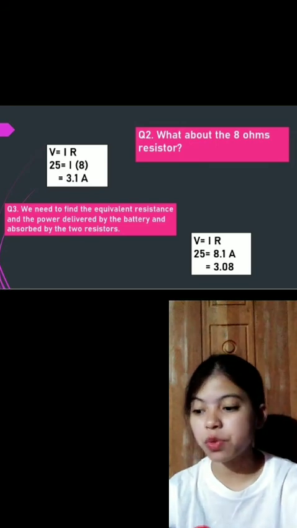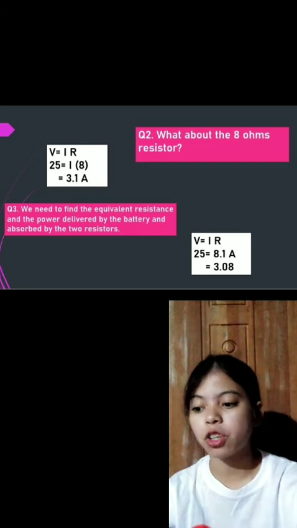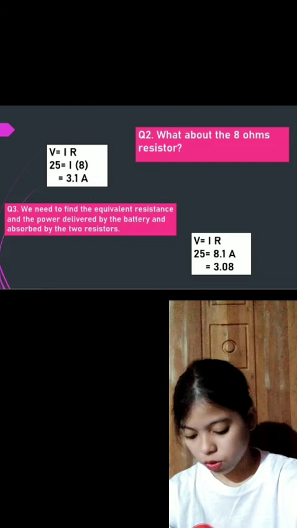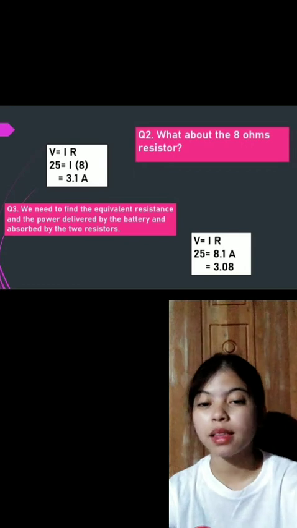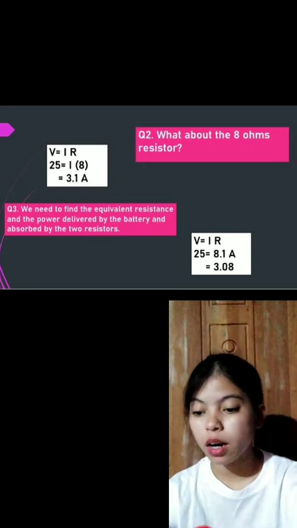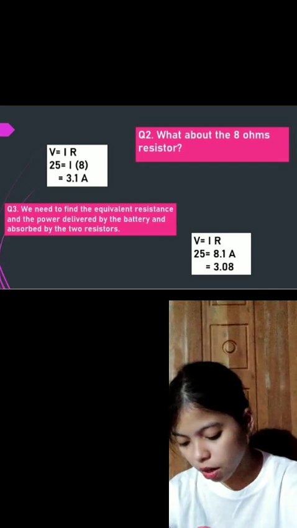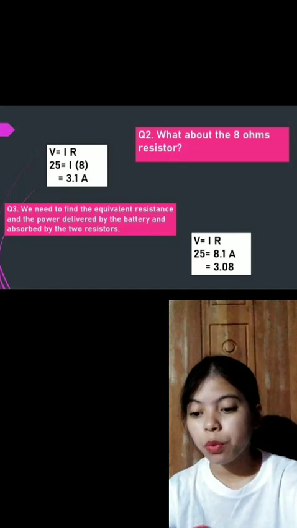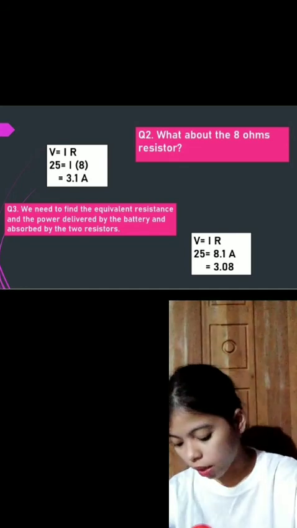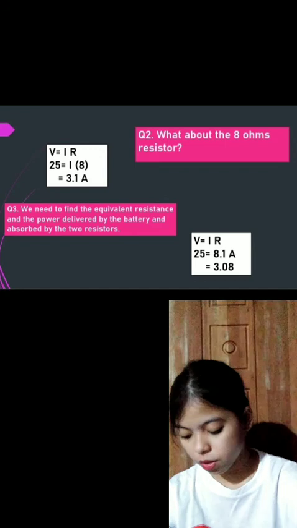The third question is, we need to find the equivalent resistance and the power delivered by the battery and absorbed by the two resistors. The first thing we will use is Ohm's law, which is V equals I times R. So the voltage 25 equals 8.1 amps times the total resistance. So the equivalent resistance is 3.8 ohms.